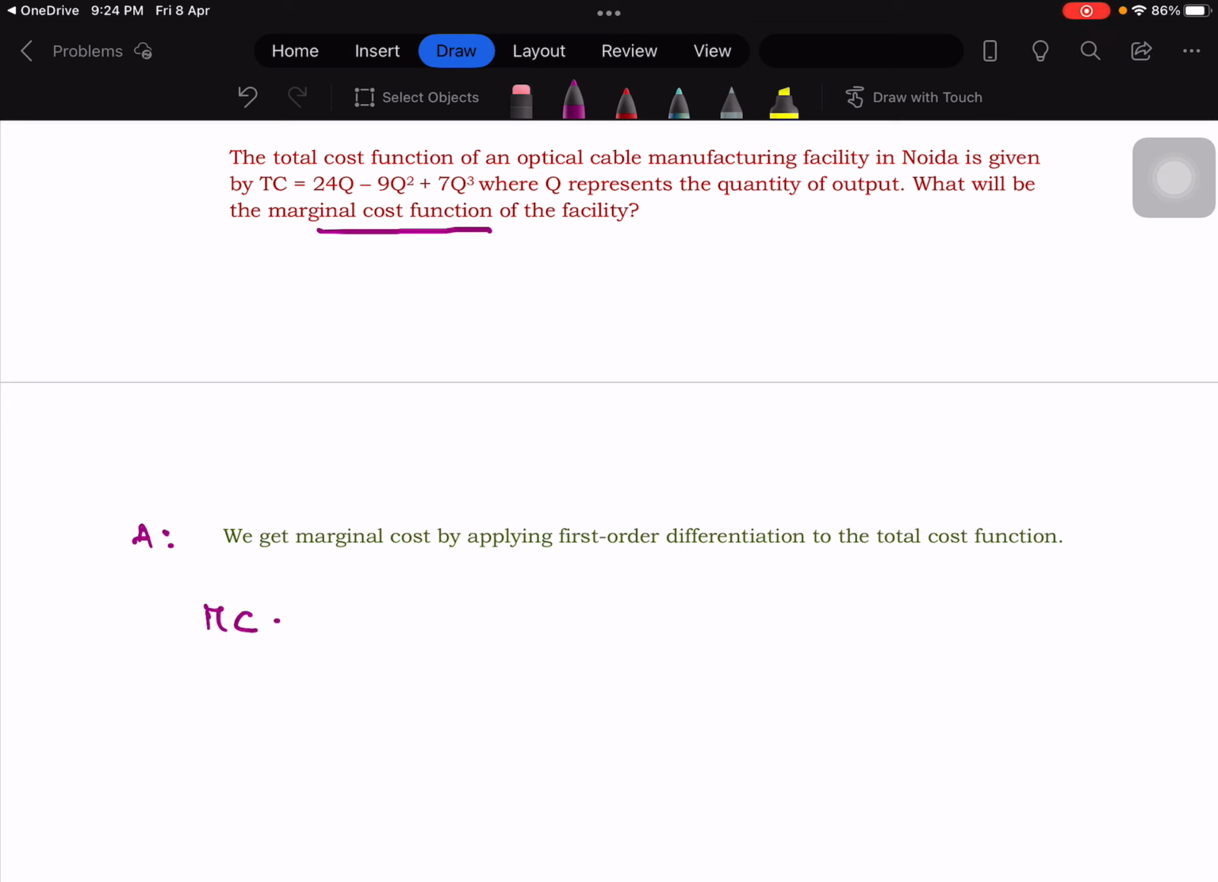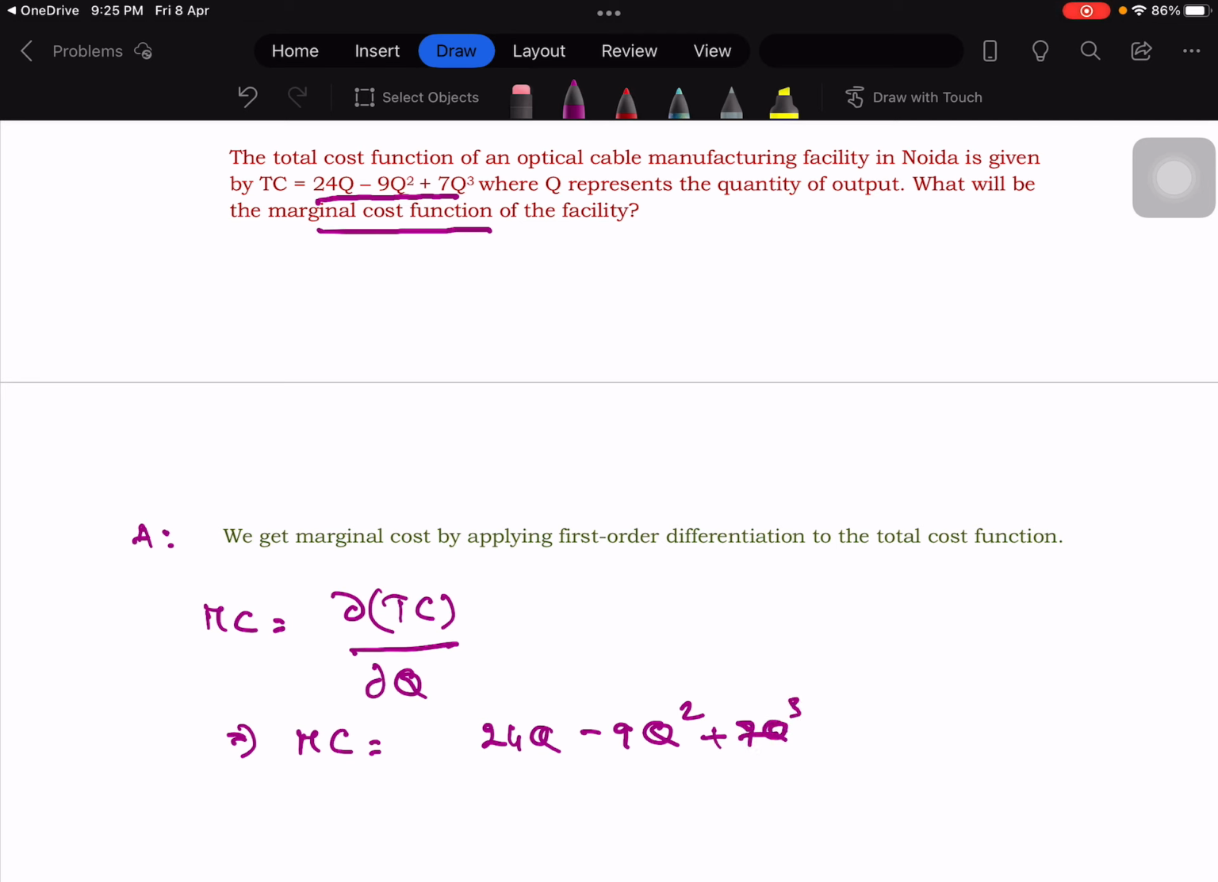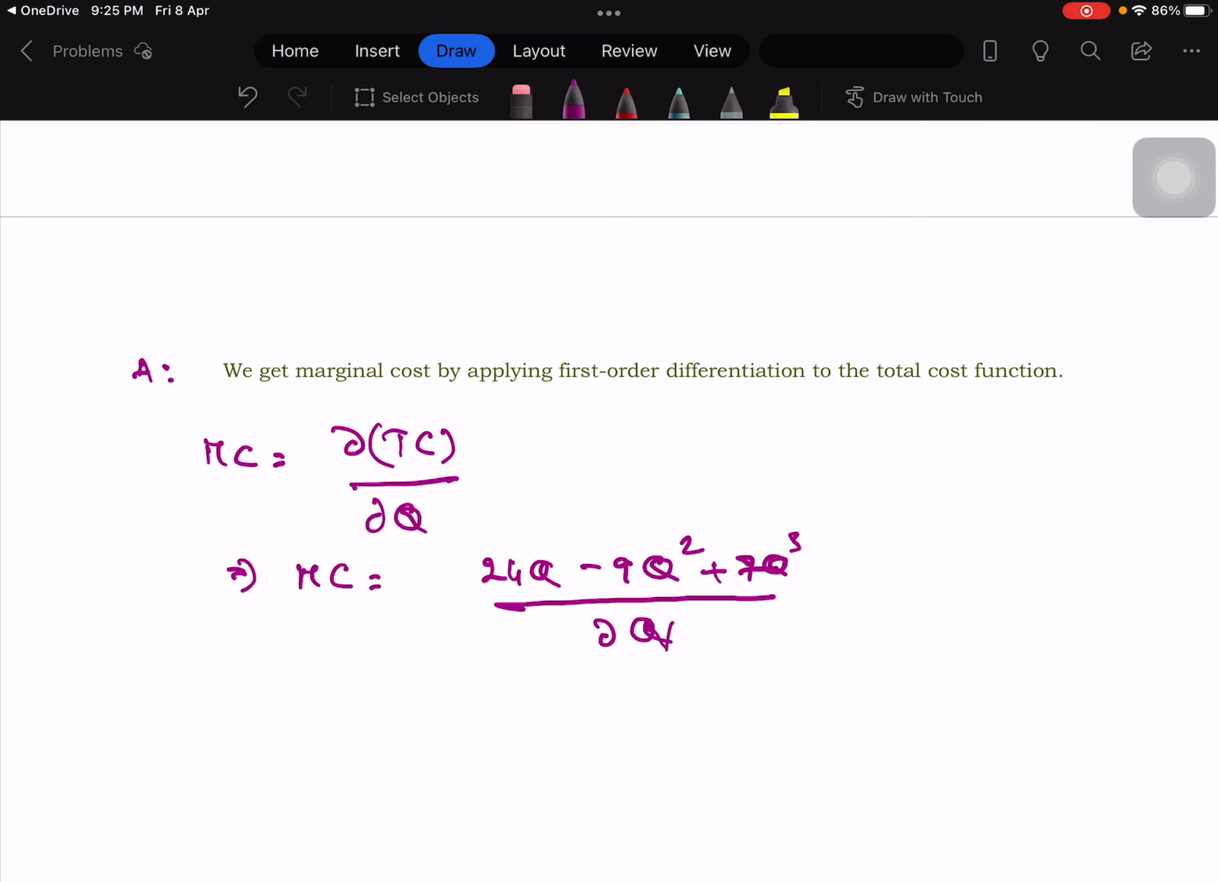MC is equal to dou of TC by dou Q, because generally you do it by dy by dx. Here x is quantity Q, so dou of TC by dou Q implies marginal cost is equal to the derivative of 24Q minus 9Q square plus 7Q cube. You differentiate with quantity. So what will it become?